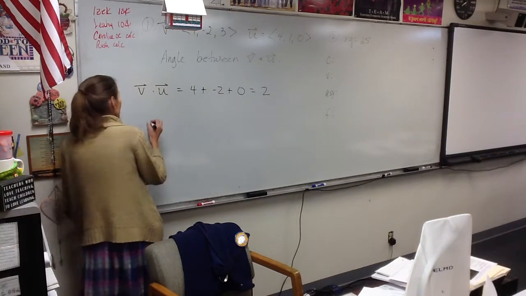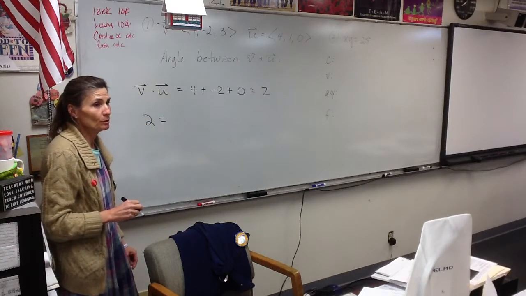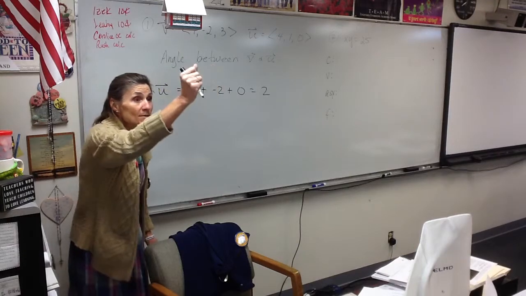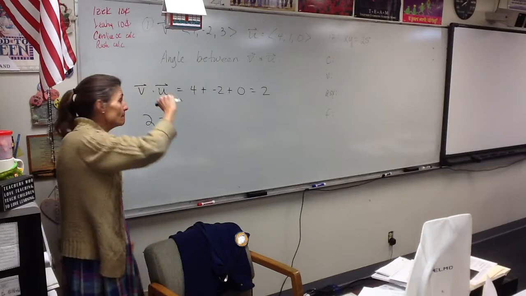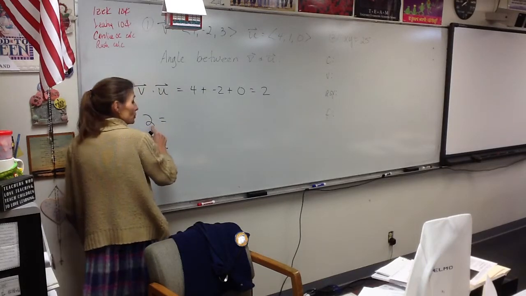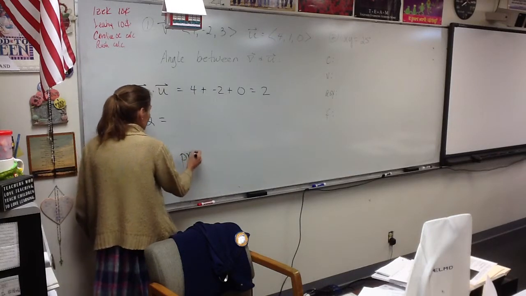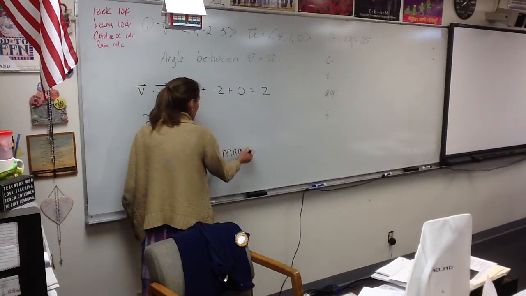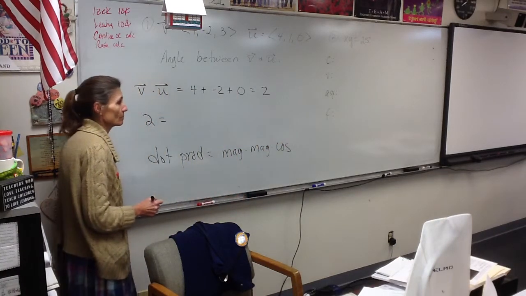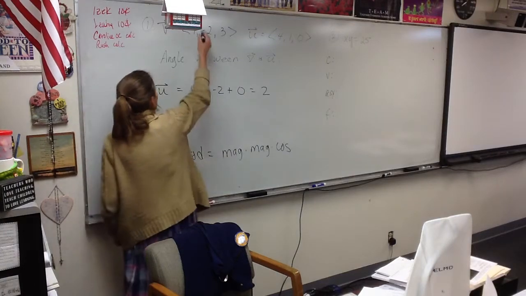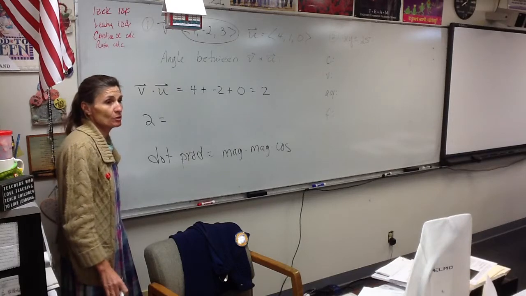Take that dot product and set it equal to magnitude times cosine. Very good. So we're going to set this equal to, so let me write it down. Dot product equals magnitude times cosine. Now, what is the magnitude of this first vector? Another review question.